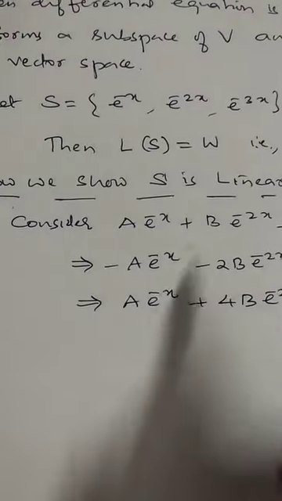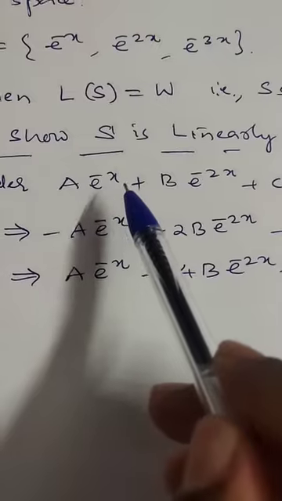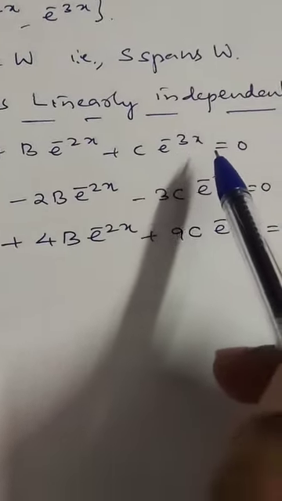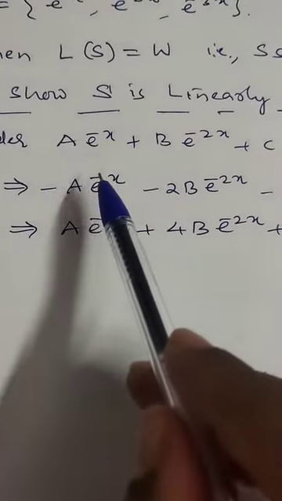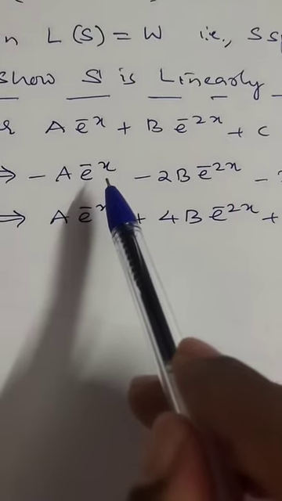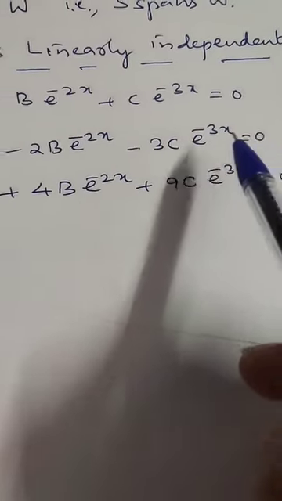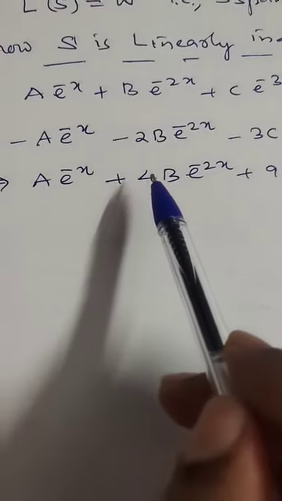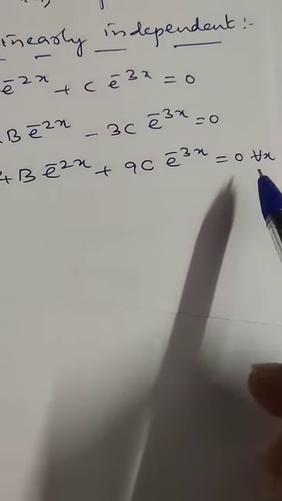How to show linear independence? For this you consider the linear combination, say a into e power of minus x plus b into e power of minus 2x plus c into e power of minus 3x is equal to 0. Now this implies, if we differentiate once, minus a e power of minus x minus 2b e power of minus 2x minus 3c e power of minus 3x is equal to 0. Again you differentiate this. This implies a e power of minus x plus 4b e power of minus 2x plus 9c e power of minus 3x is equal to 0.